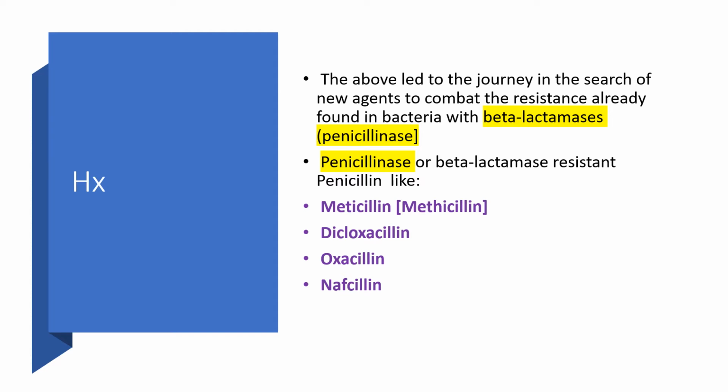Okay, there's a problem, right? Penicillin is now struggling to deal with bacteria because beta-lactamases are already being produced by bacteria. So the scientists started working, pharmacology started working: how can we get an agent that would deal with beta-lactamases? Then they started working on production of the following antibiotics.